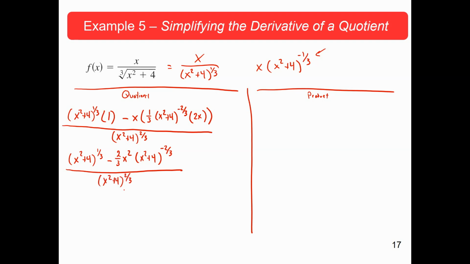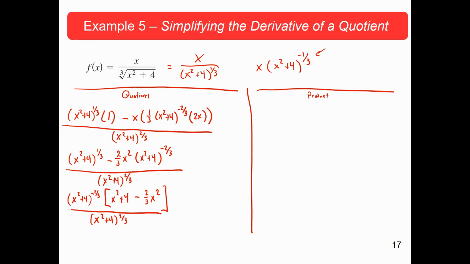All right, so do we have a common factor? Absolutely, x squared plus 4. How many can I factor out? Well, negative 2/3 is the least, so let's factor out the least. So 1/3 minus negative 2/3 is 1. So we're left with x squared plus 4 minus 2/3 x squared, and the x squared plus 4 canceled out, all over x squared plus 4 to the 2/3.